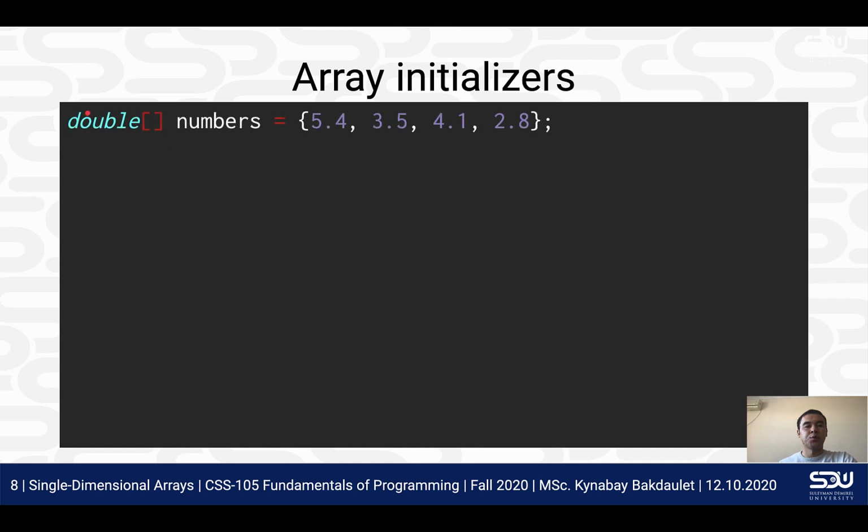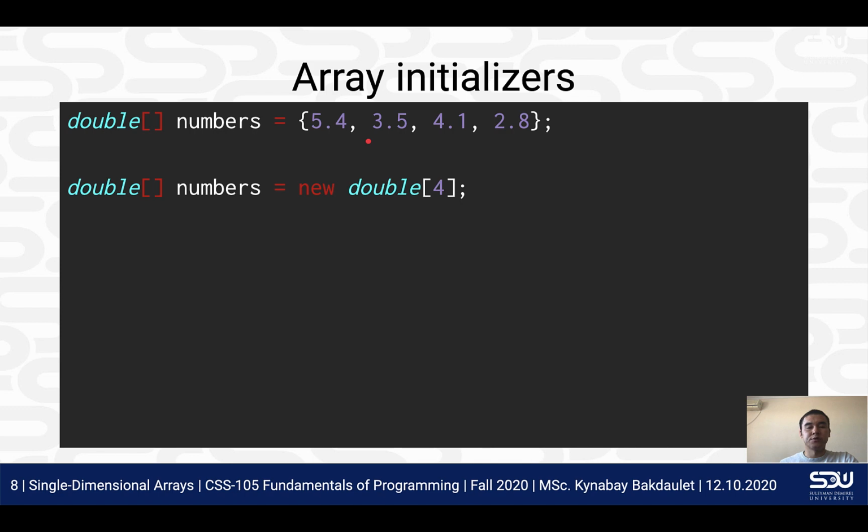Then let's see how to initialize an array. In this statement we initialized a double array. First we write the data type, then the brackets, then the variable name, and after that we assign it curly braces, and between the curly braces we put the elements. This is how we initialize an array.